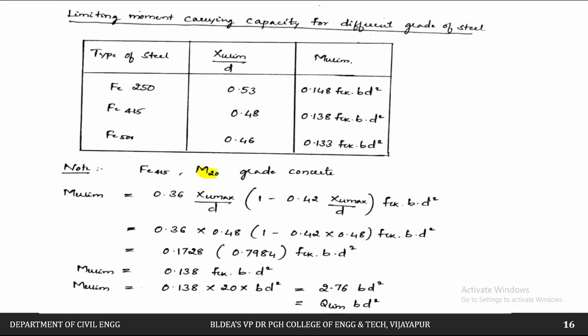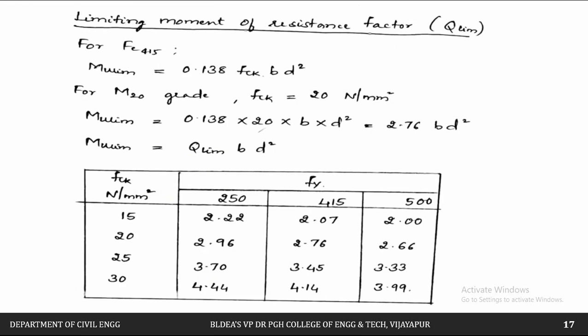It is going to vary based on the different grades of steel. Similarly, we can carry this out for different grades of steel as well as different grades of concrete. Previously we had taken M20 grade of concrete and steel was Fe415, for which the Q limiting value was 2.76. If you take M20 and Fe250, it will be 2.96. M20 and Fe500, it will be 2.76.